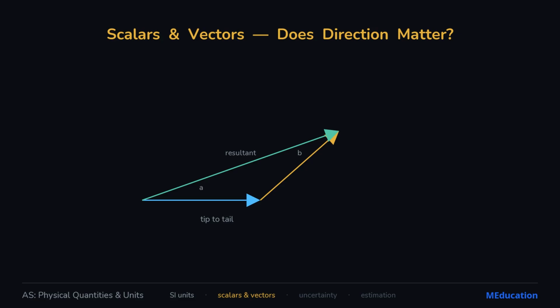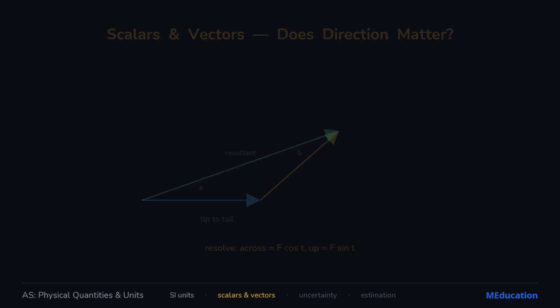Two forces at an angle combine into a single resultant, found by drawing them head to tail and closing the triangle. And the reverse is just as useful. Any vector can be split into perpendicular components, an across part and an up part, using cosine for the adjacent side and sine for the opposite. Splitting and recombining is the whole game.